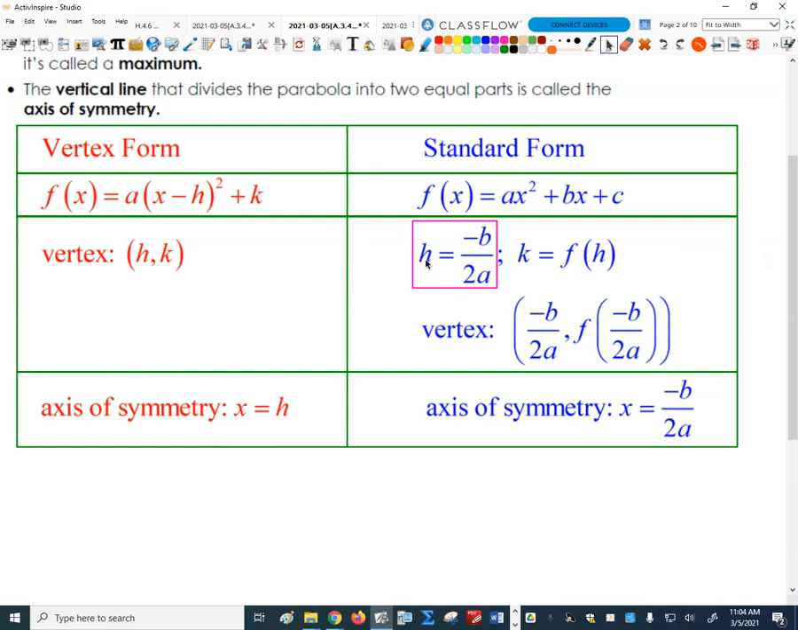We know that the x coordinate of the vertex, which we always call h, is given to us by the little formula negative b divided by 2a, right? And once I know what h is, I can always find k, which is the y coordinate, by just plugging h into the function, right? That's always how I find a y value if I know an x value, okay?